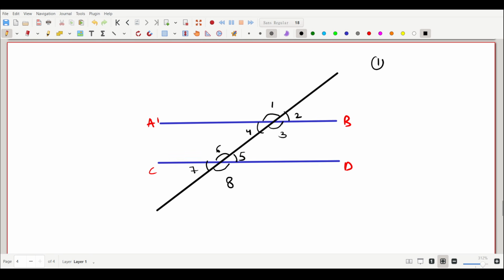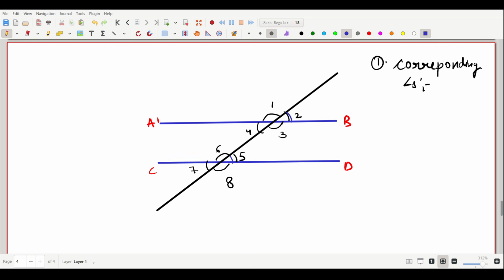The first thing is corresponding angles. Remember the name because they are very important while writing the reasoning. First, you should know what a corresponding angle is. The angles on a particular side, for example, angle 2 and angle 5. They are corresponding angles. Why? Because 2 and 5 are both on the same side, towards the right, and both are on the top.